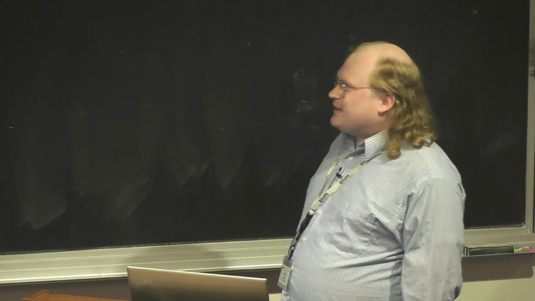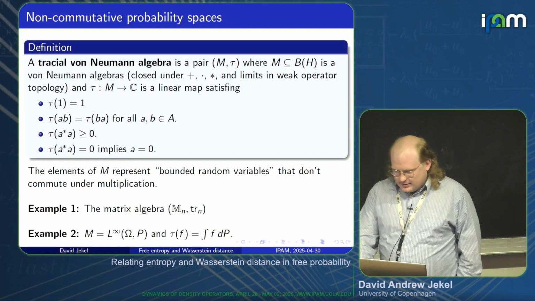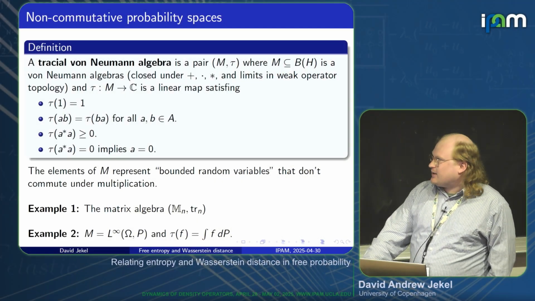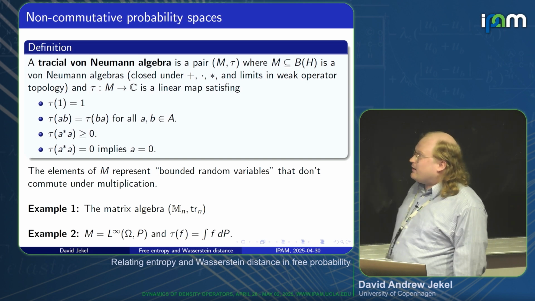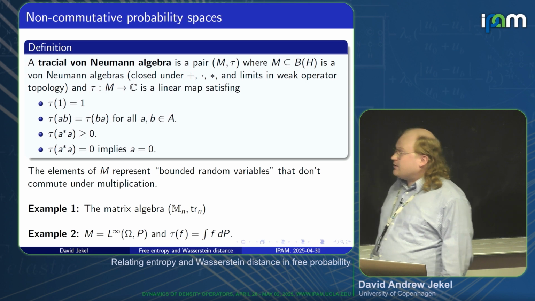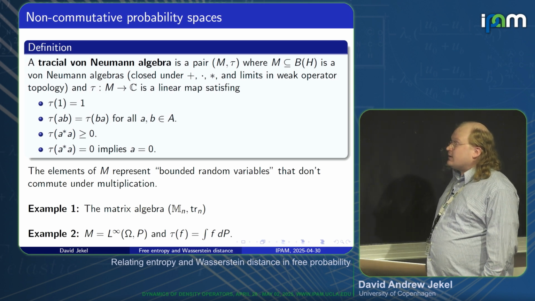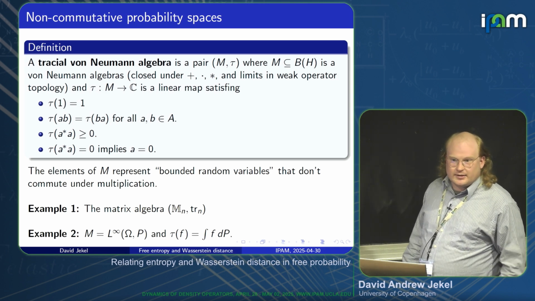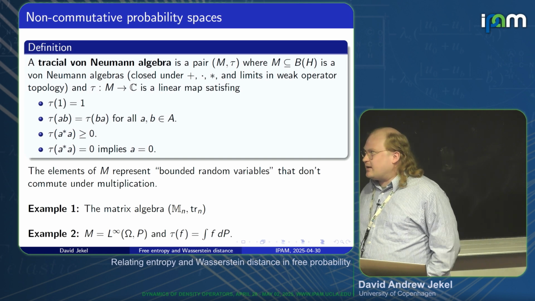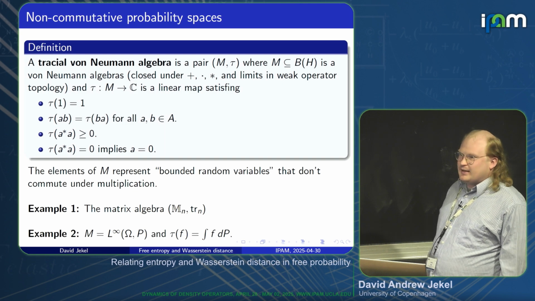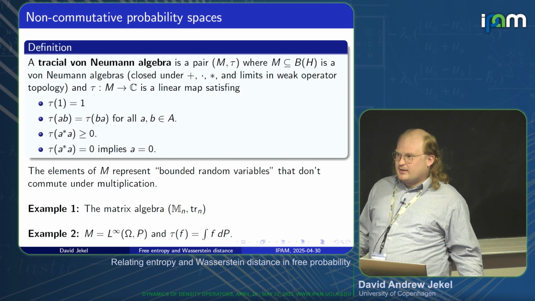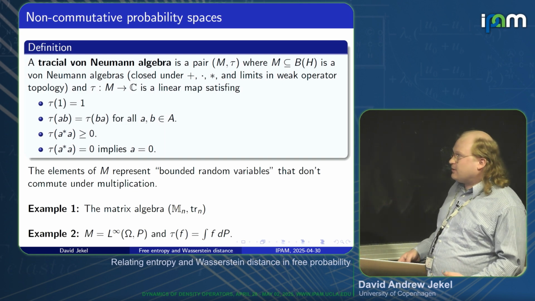Okay, so then what is the analog of probability spaces? You've probably seen such things in previous talks here. So I'm going to consider tracial von Neumann algebras. So it's a pair of a von Neumann algebra and a faithful normal tracial state, right? So a von Neumann algebra is a star subalgebra B of H, closed in the weak operator topology. And the tracial state has similar properties as the trace on matrices and also similar properties as the laws that I wrote down before.